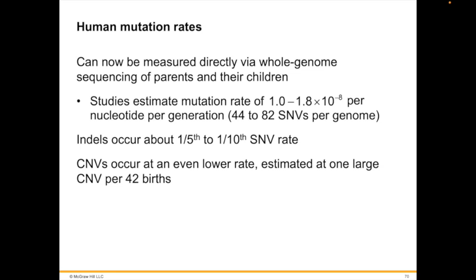So given all of this, indels occur at a rate of about 1/5 to 1/10, and much larger lesions or duplications that cause copy number variation occur at even lower rates. This is estimated to be about one new large one per 42 births. Given all of this, the rate for mobile element insertion appears to be on the order of maybe 1 per 20 births.